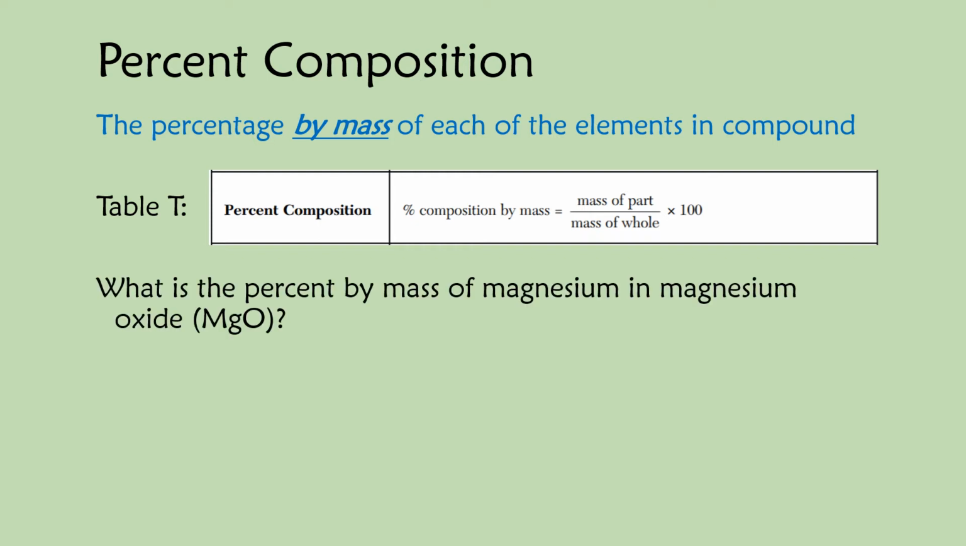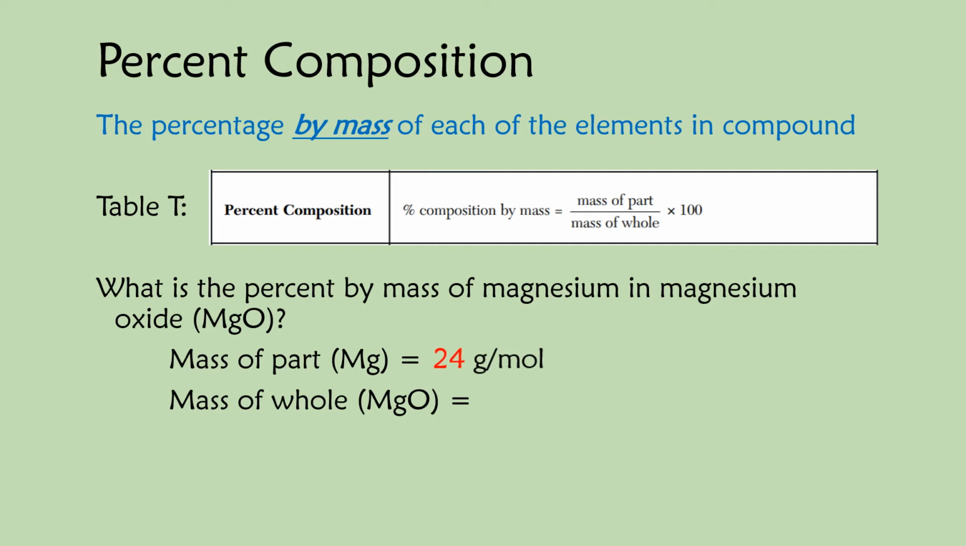So let's say this is the question that you're given. What is the percent by mass of magnesium in magnesium oxide? So magnesium oxide is your compound, and you have to figure out the percentage by mass of magnesium in this compound. So first of all, you calculate the mass of the part, which is just the magnesium. You go to your periodic table, you figure out the mass of magnesium, which turns out to be 24 grams per mole. And then you determine the mass of the whole compound, which is magnesium oxide.